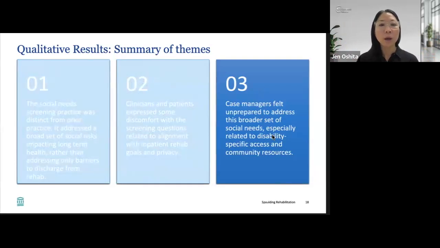So we're going to focus on this third theme for this talk on equity, because it really shines a light on disability access and community resources. We think about ourselves as rehab providers as not just responsible to see functional gains, which is important, but even beyond that, when someone is living with a disability, how are they meeting their basic needs?